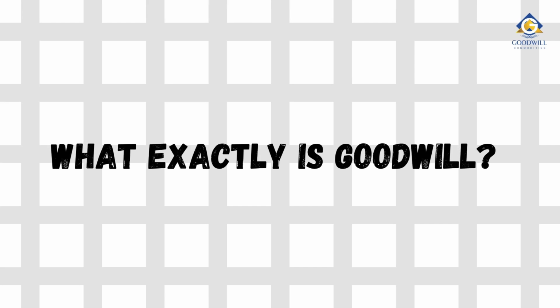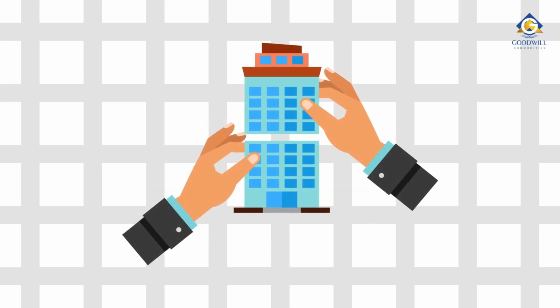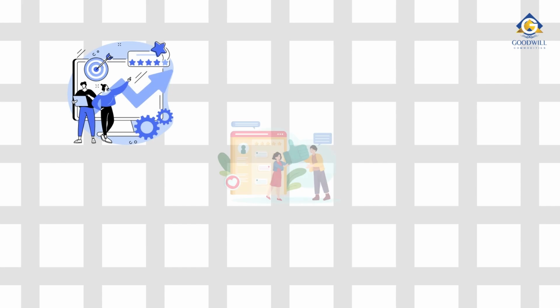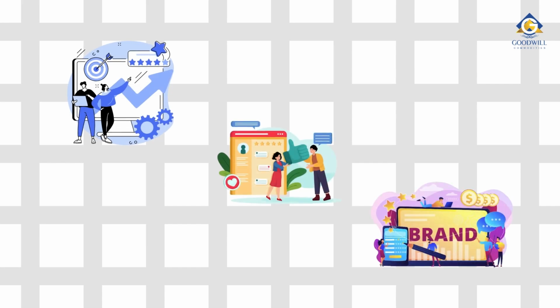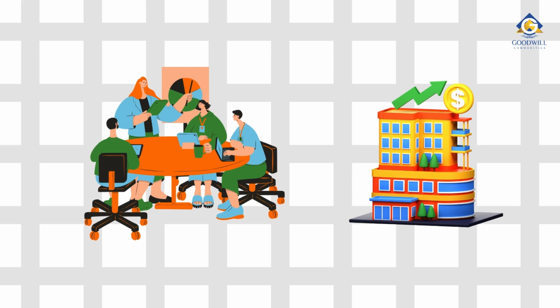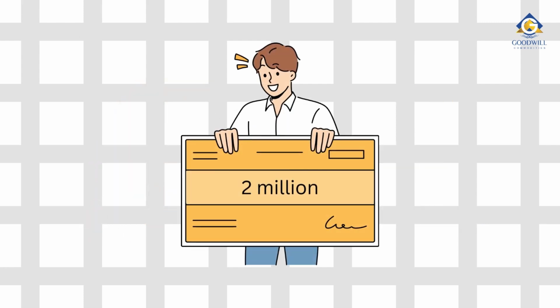What exactly is goodwill? In simple terms, goodwill is an intangible asset that arises when one company acquires another for a price higher than the fair market value of its net identifiable assets. It's like a premium that you're willing to pay for the reputation, customer loyalty, brand strength, or other non-tangible factors of a company. Think about it this way: Company A buys Company B for 10 million, but when you look at the fair value of all of Company B's assets and subtract its liabilities, they're only worth 8 million. That 2 million difference, that's goodwill.